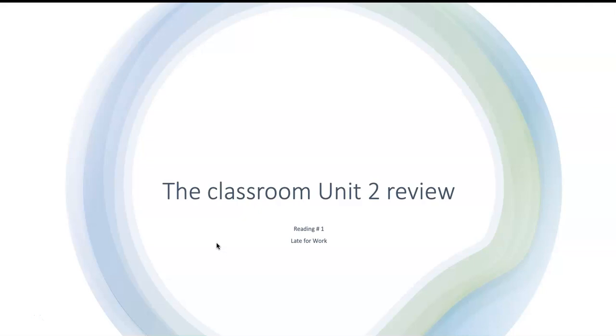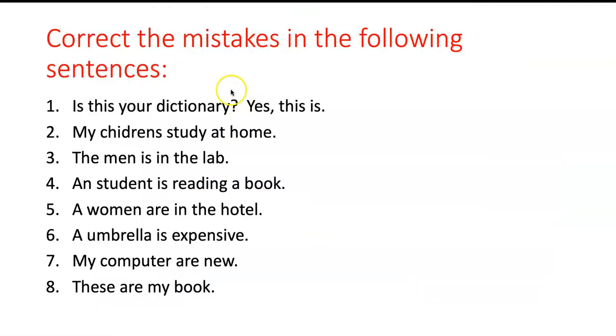To start, we are going to review the classroom unit 2, okay? This is going to be a summary of all the unit 2 that we already finished in the last video. For that, what you are going to do here is correct the mistakes in the following sentences, okay? Each sentence has at least one mistake. Maybe some of them have two, some only one. So please read the sentences and correct the mistakes, okay?